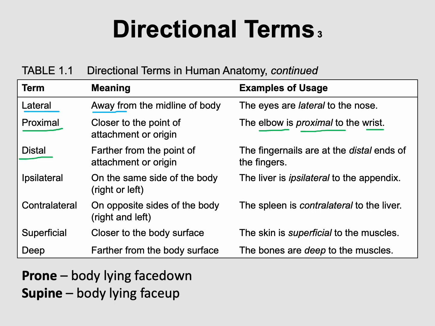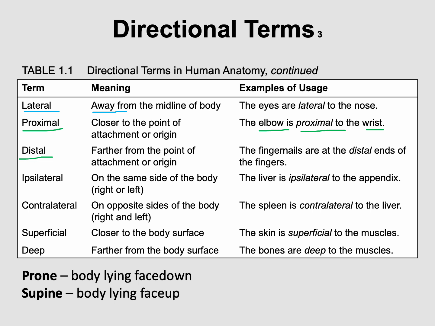Next we've got a few other terms. Ipsilateral, which means on the same side of the body, so right or left, then contralateral, which means on the opposite side of the body. We've got some examples right there too.